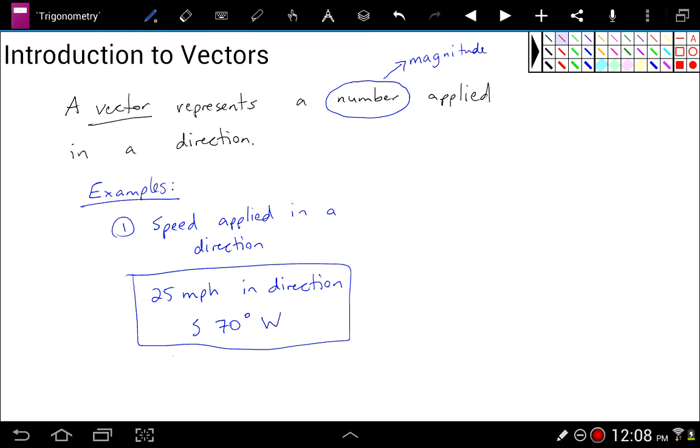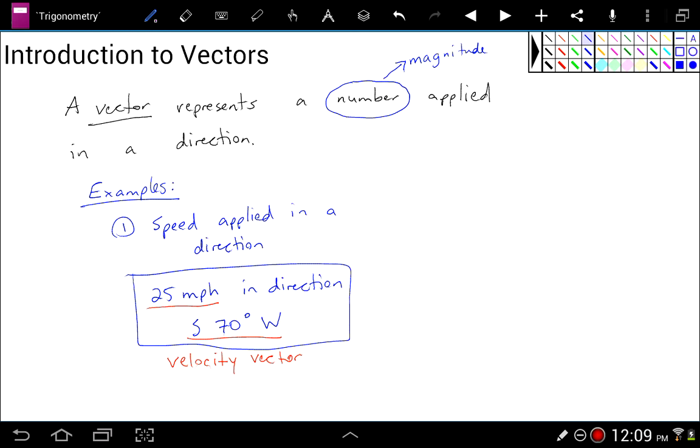Specifically, this is called a velocity vector. A velocity has a speed applied in a direction. Some areas call velocity and speed the same thing. We will specifically be talking about velocities as vectors. In other words, a speed, but also applied in a given direction.